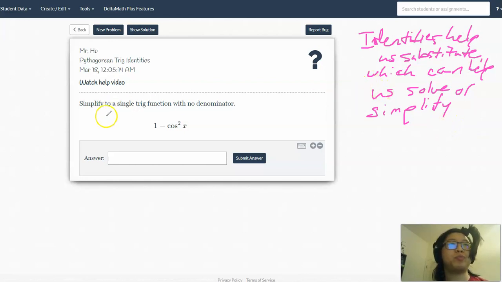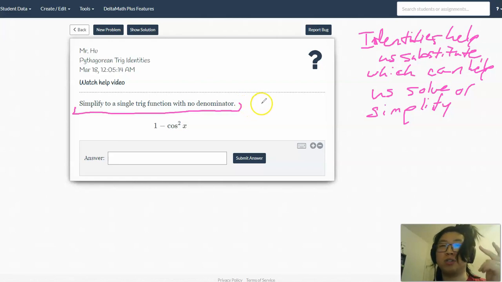But the directions here say to simplify the expression to a single trig function, no denominator. So basically they're just looking for a final answer that is one trig function and nothing else. So it's one sine, or it's one cosine, or it's one tangent. They're not being added, they're not being multiplied, nothing like that. You might have a squared in there, but that's beside the point. So let's think about this. Here's 1 minus cosine squared x.